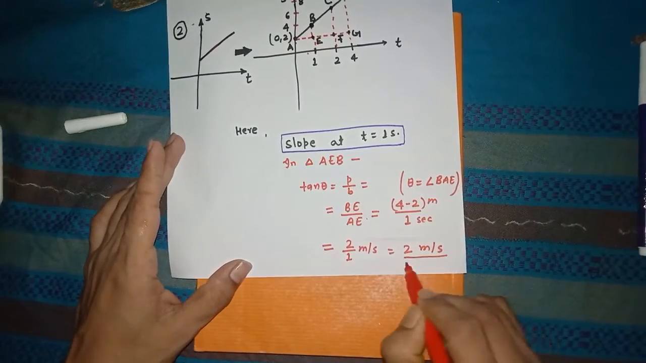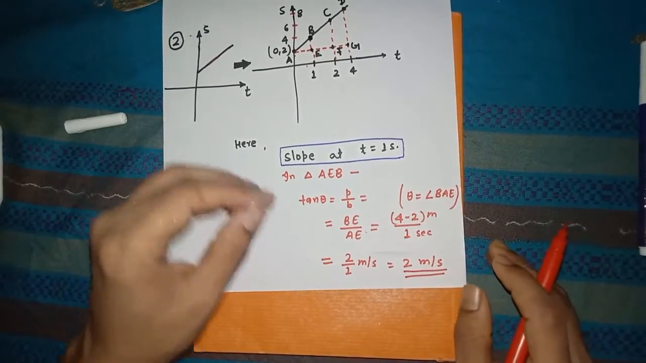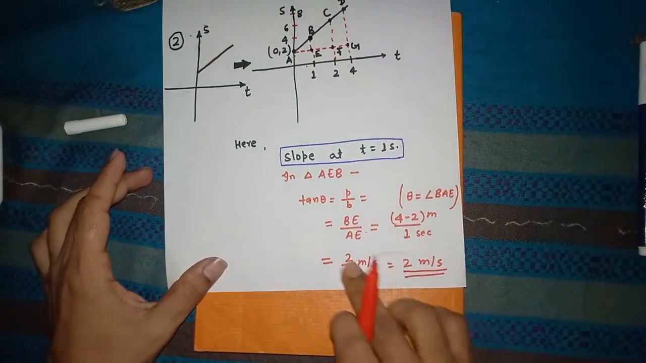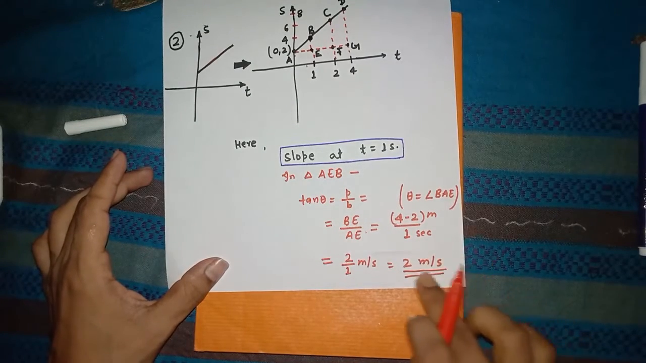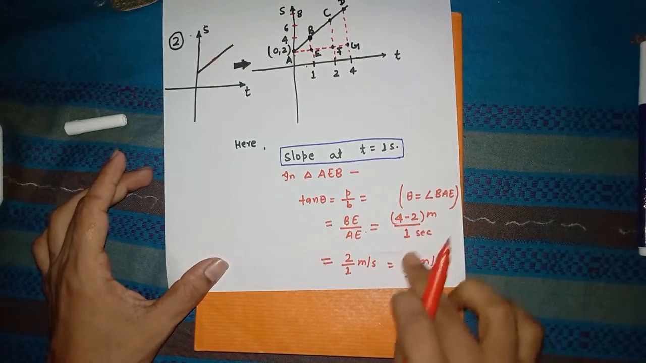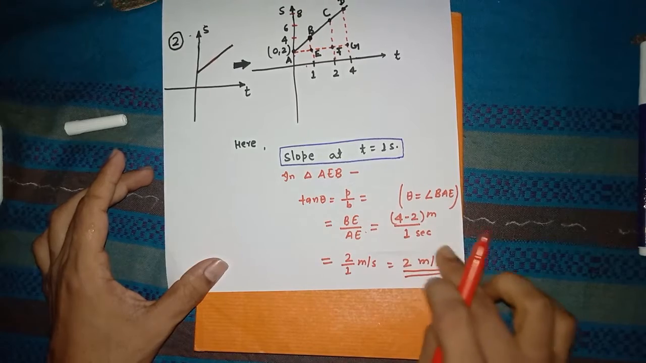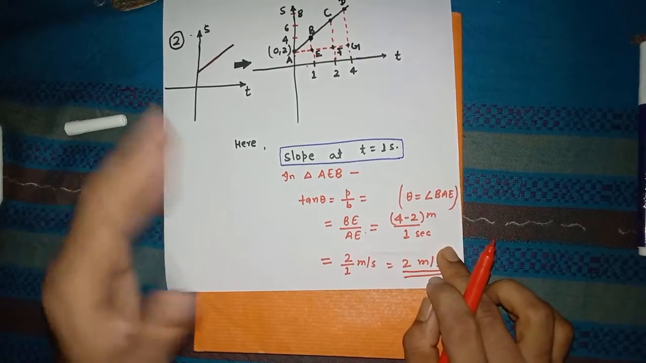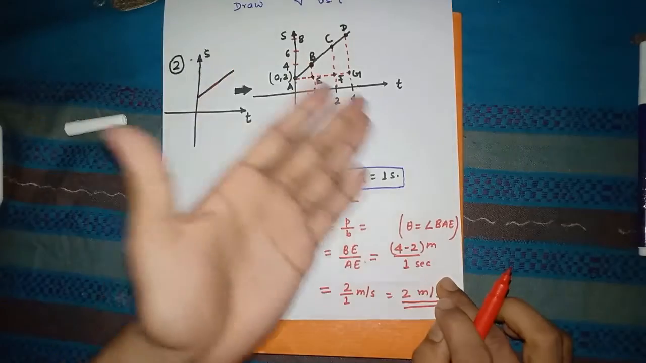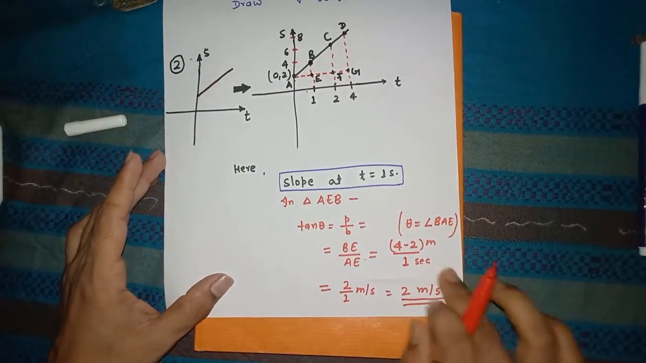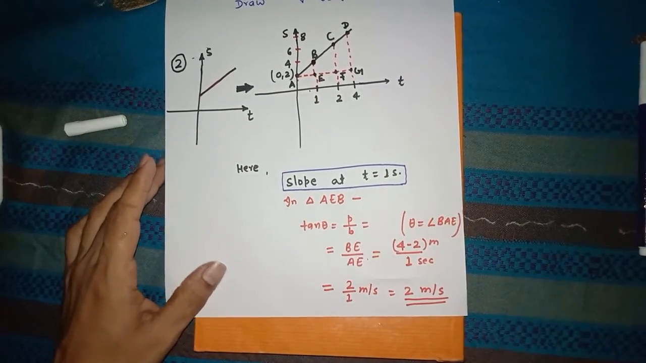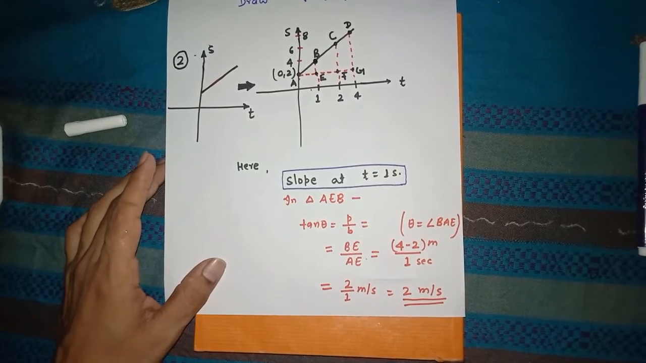per second. What we have seen here is that the slope of the s-t graph gives the velocity, because the unit of this slope is meter per second. It must be velocity or speed, but here I have taken displacement versus time, that's why it is velocity. Have you got my point? Have you got my point or not?